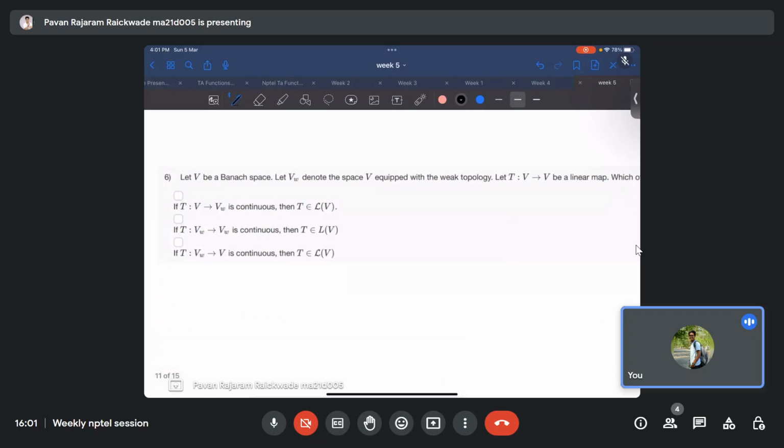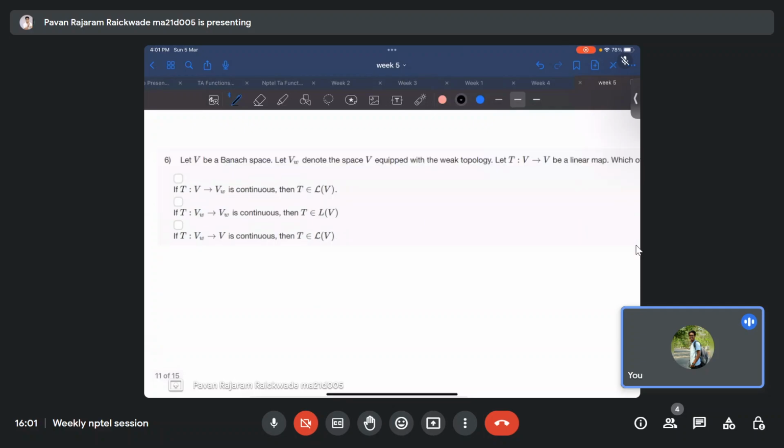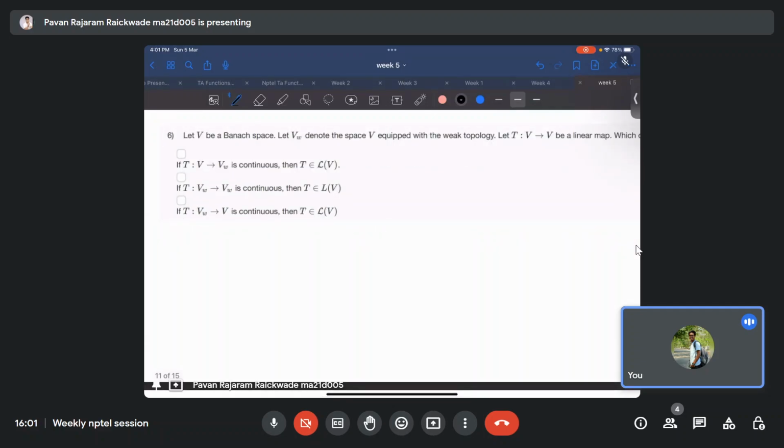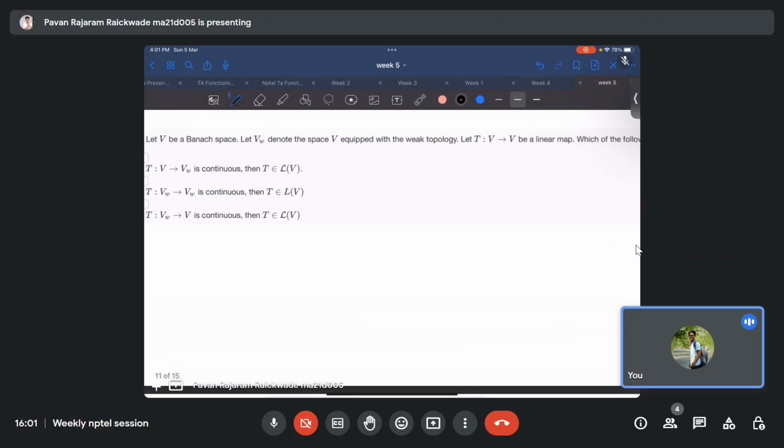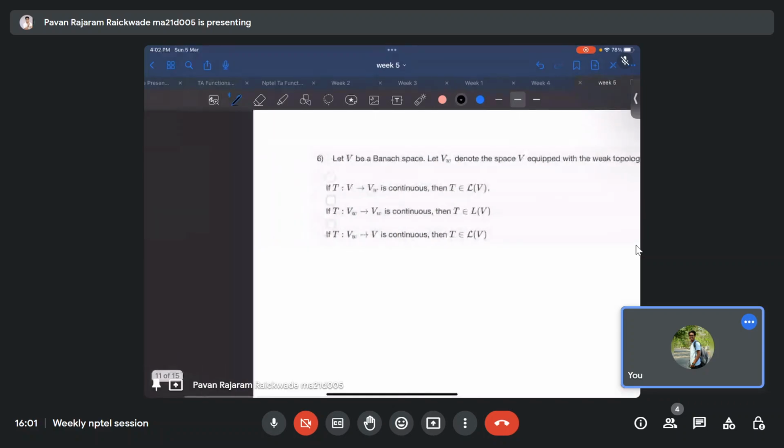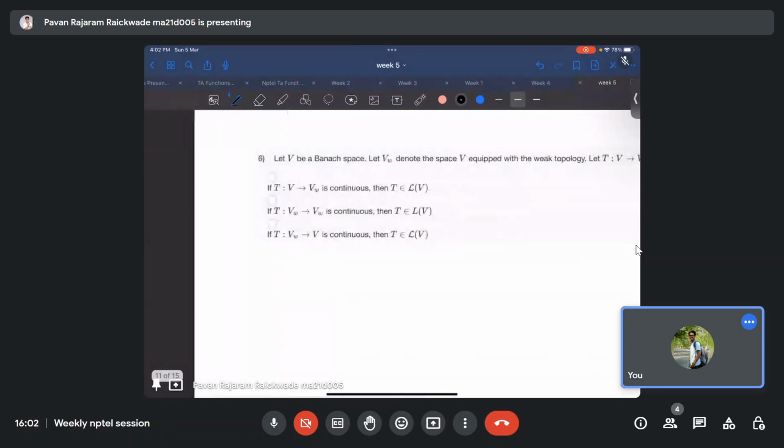Okay, so what's the question? Let V be a Banach space and V_W denote the space V equipped with the weak topology. Let T from V to V be a linear map. Which of the following statements are true? If T from V to V_W is continuous, then T is continuous from V to V.